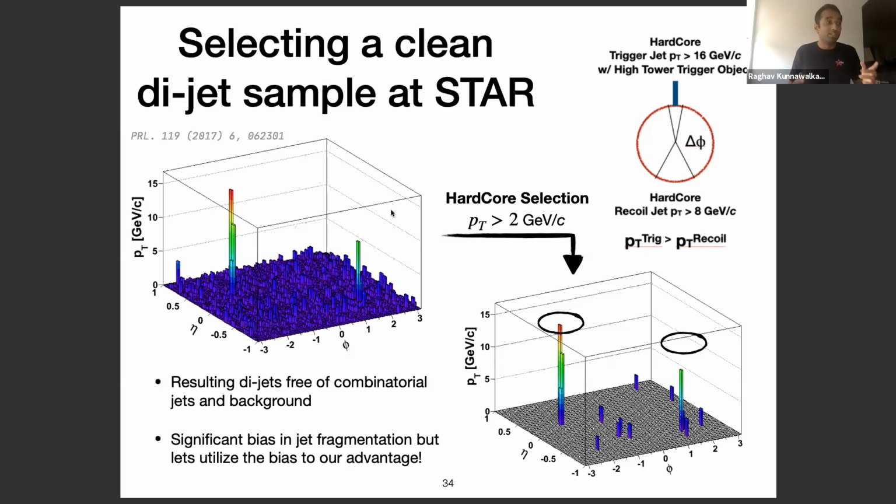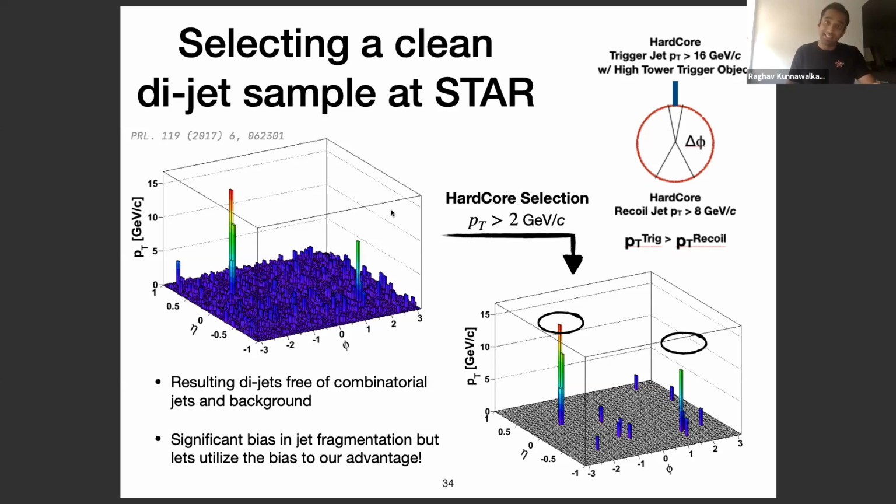And now the point is, okay, let's use that to our advantage, actually. So we know we have hard fragmenting jets. So maybe they undergo less energy loss, but we will see they actually do undergo energy loss, and we can quantify that. So we also do a dijet selection. So we have a trigger jet, right? And then we look at back-to-back in delta phi. We take the recoil jet. There's an asymmetric PT cut.